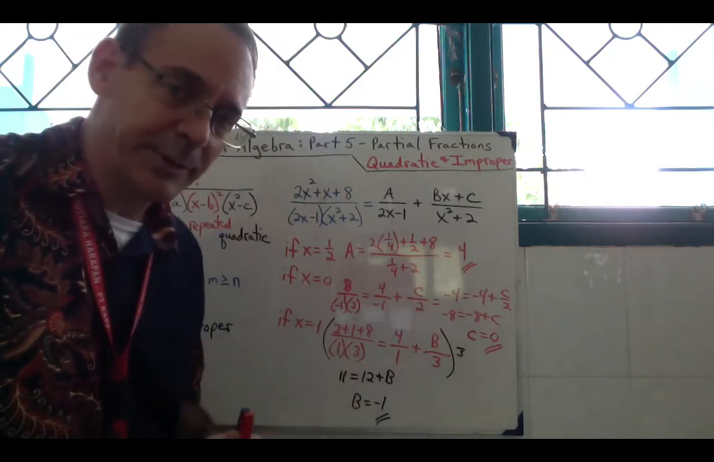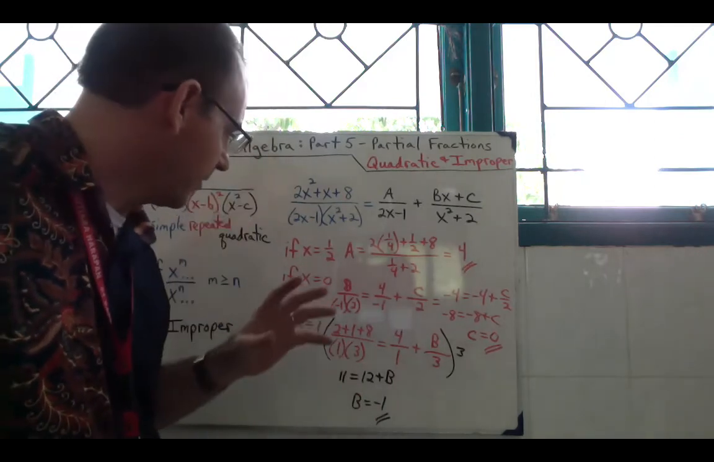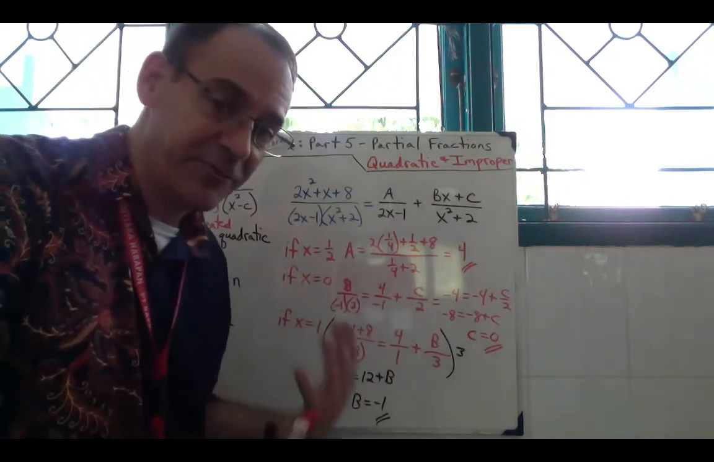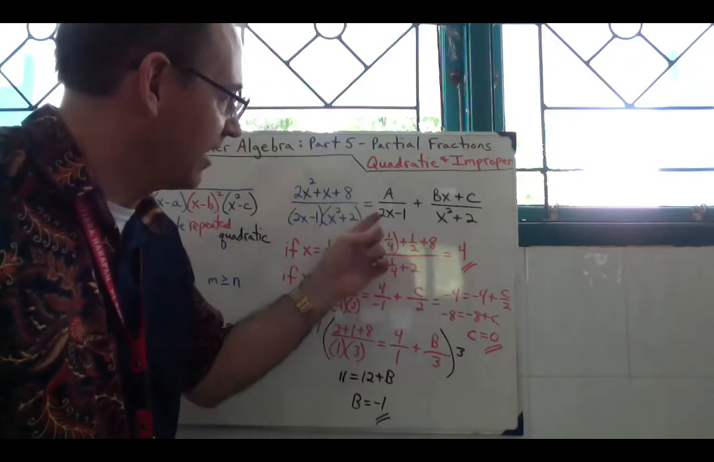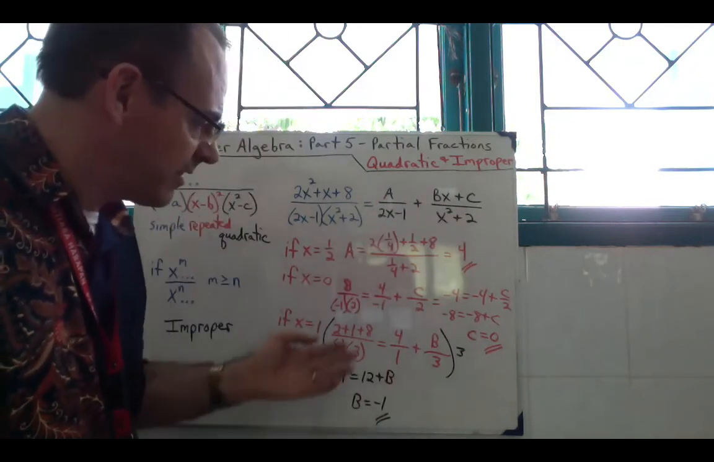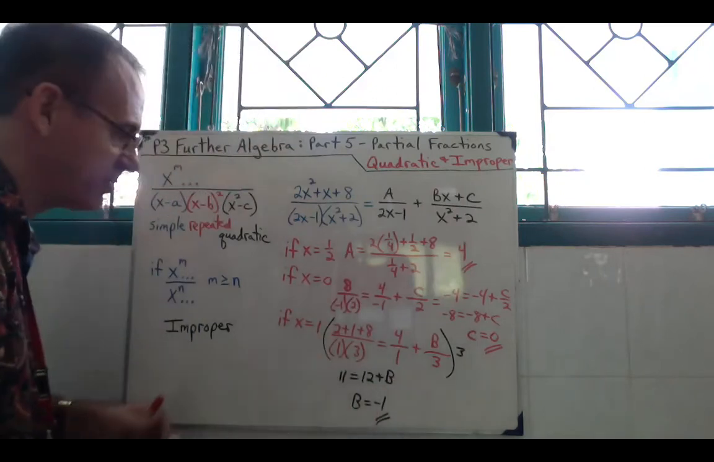Again, when you're looking at the mark schemes, don't let it shock you if your A, B, and C are in different orders. It has to do with the order that they set it up. Just make sure that the numbers fit the equation correctly.